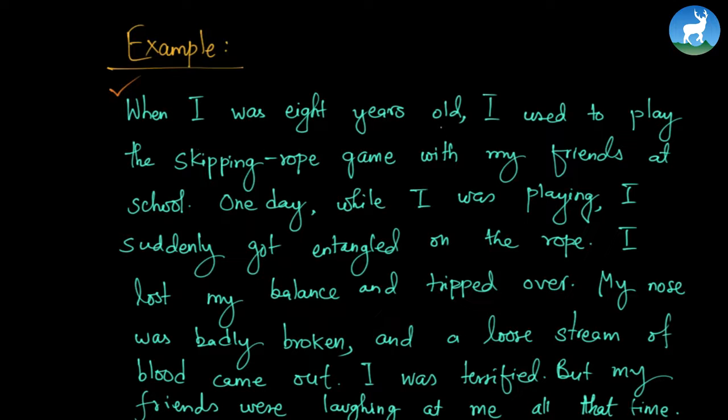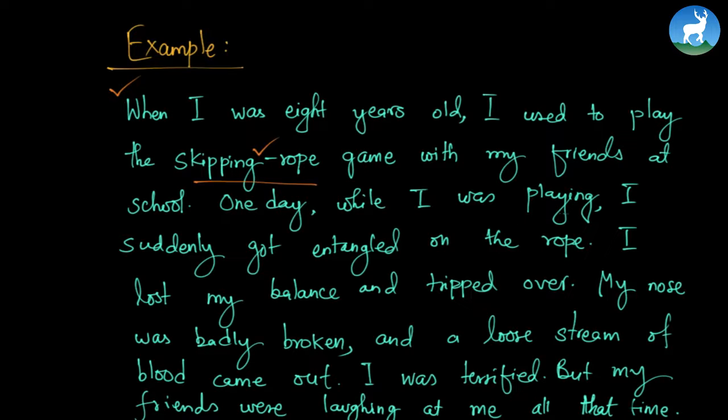When I was 8 years old, I used to play the skipping rope game. Do you remember your skipping rope game? You probably called it skipping, but skipping is a verb, not a noun. So the proper word should be skipping rope game with my friends at school.